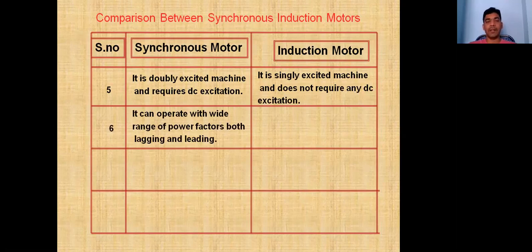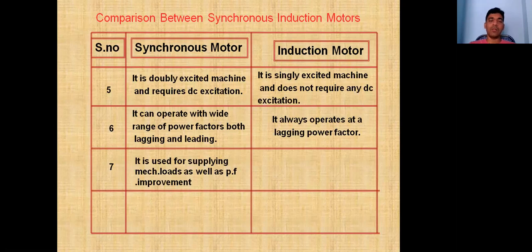The synchronous motor can operate with a wide range of power factors, both lagging and leading. The induction motor always operates at a lagging power factor. An overexcited synchronous motor acts at leading power factor, an underexcited synchronous motor acts at lagging power factor, but the induction motor always lags, so it runs with a lagging power factor.